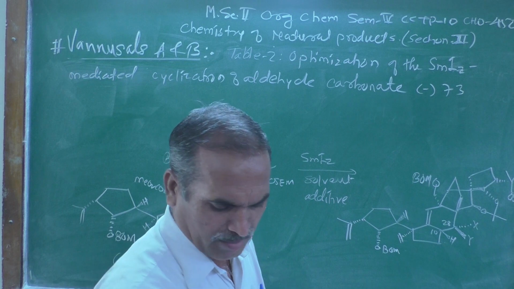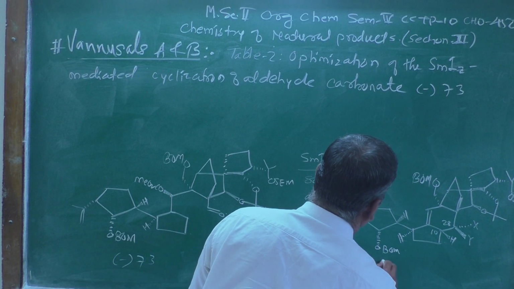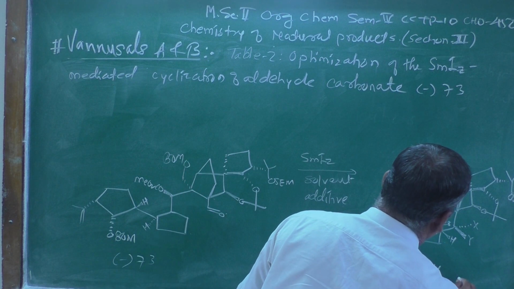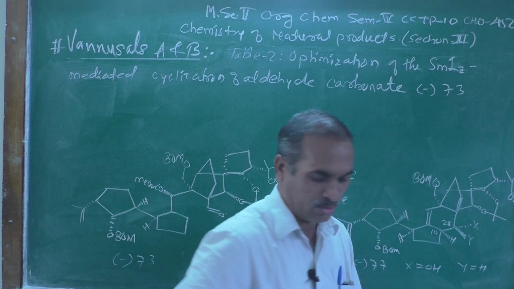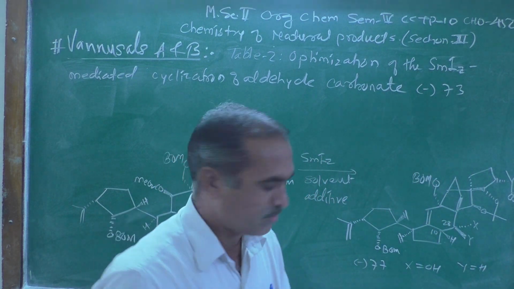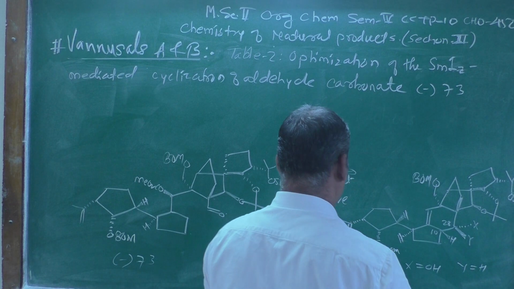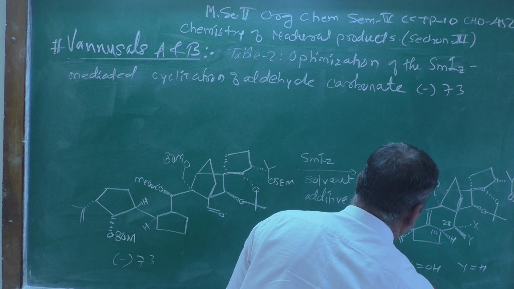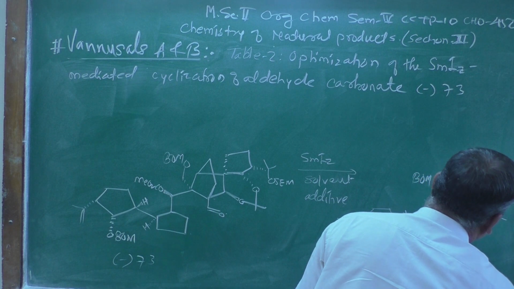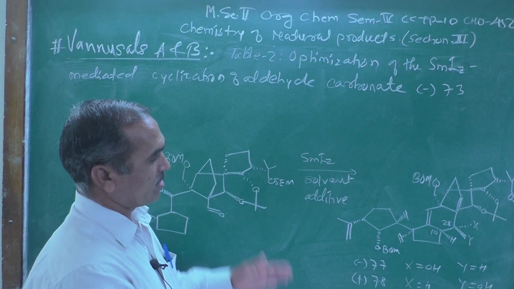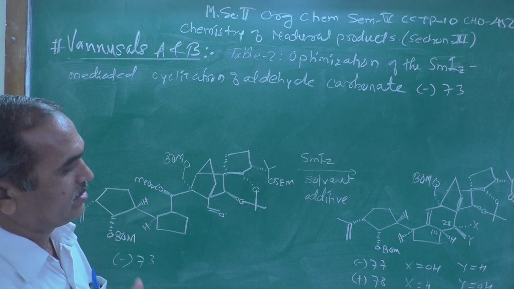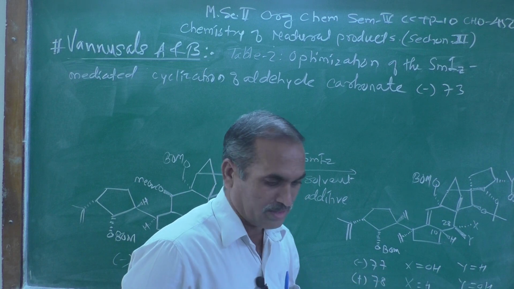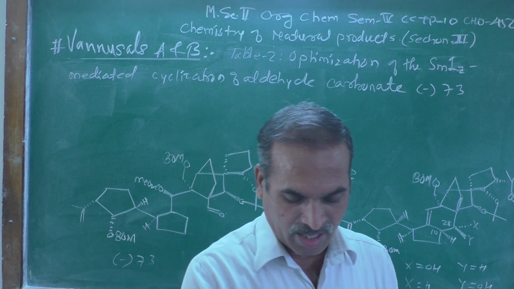Now here remember, this is minus 77 when X is equal to hydroxyl group and Y is equal to hydrogen. If you reverse it, what do you get? You are going to get the pure enantiomer compound 78, where X is equal to H and Y is equal to OH. Observe the structure carefully, you will find the difference between these 77 and 78 structures.